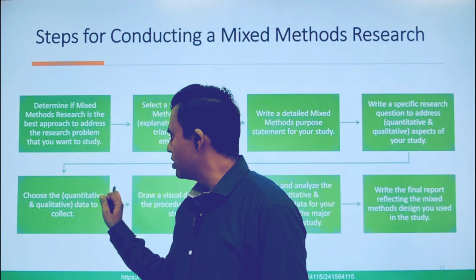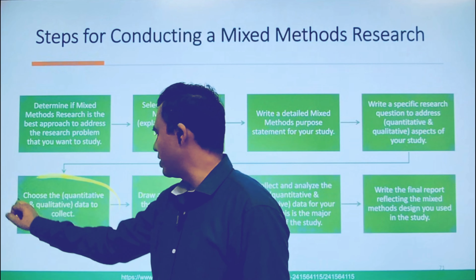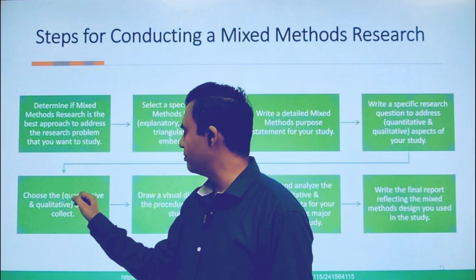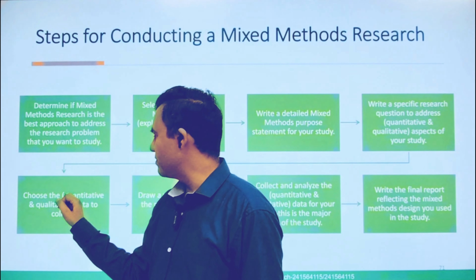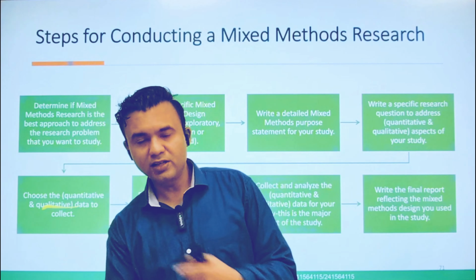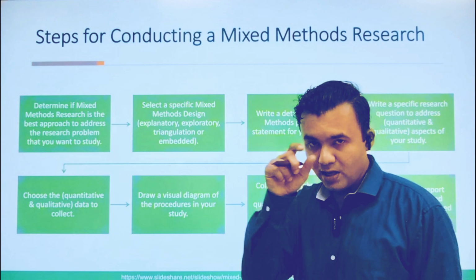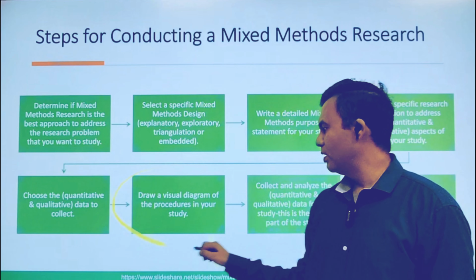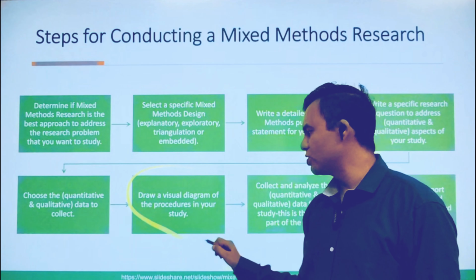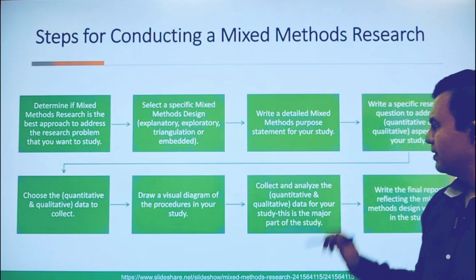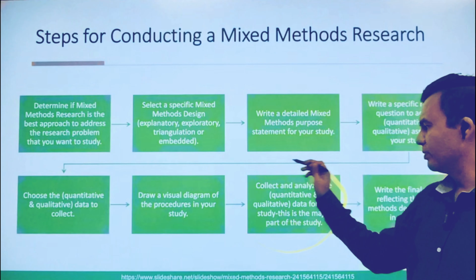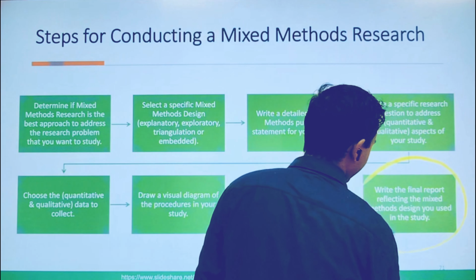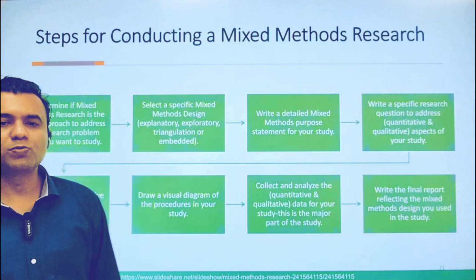Choose a particular data to gather. So let's say you have decided both of them, then you have to gather the numbers quantitatively, and then you have to conduct the interviews to have the detailed explanation. Draw the visual diagrams of the procedures in your study, right? Draw the visual diagrams, and then collect and analyze both of them. And then finally, you write a report reflecting your findings, applying the mixed methods of research.